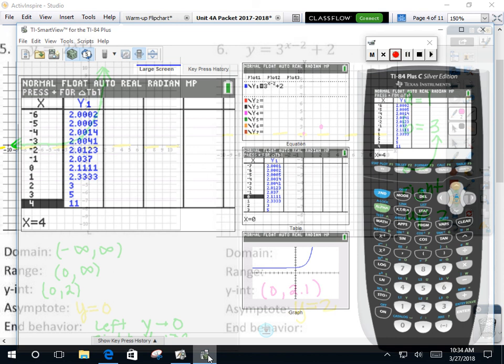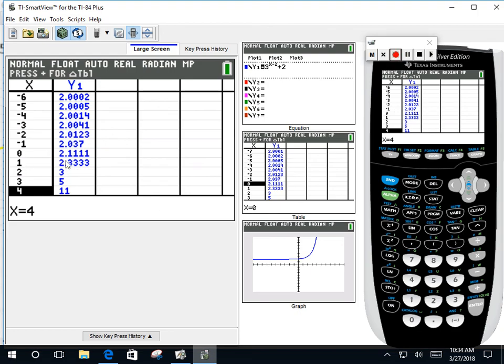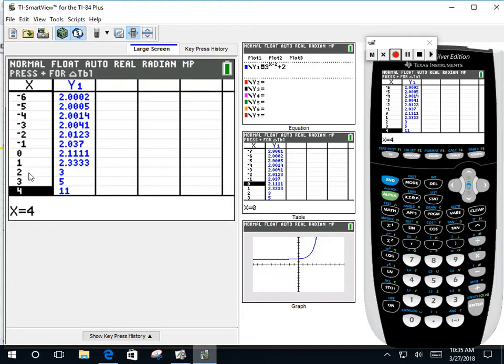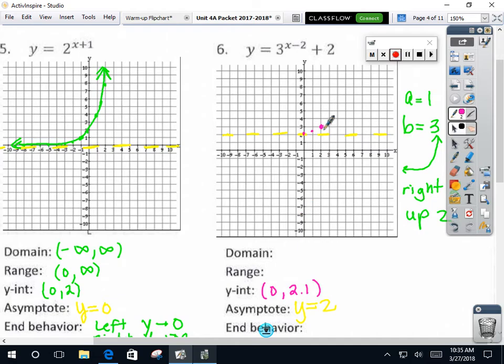Okay, another point that I could plot is (1, 2.3). That'd be right 1, up 2 1/3, so maybe right there. And then another point I could plot is (2, 3), which is right 2, up 3. Why do I already have that point? How do I already have this point? Right, that was originally the y-intercept before it was shifted right 2 and up 2.